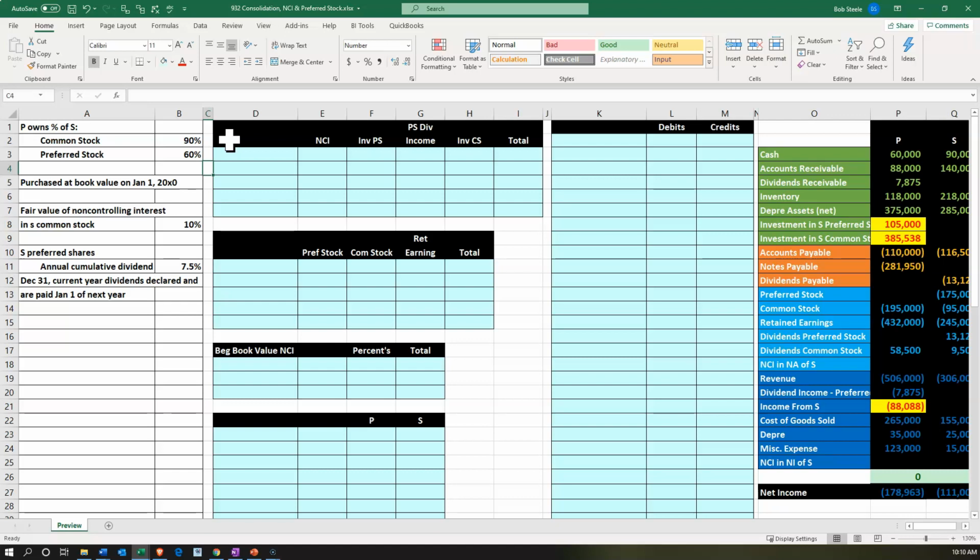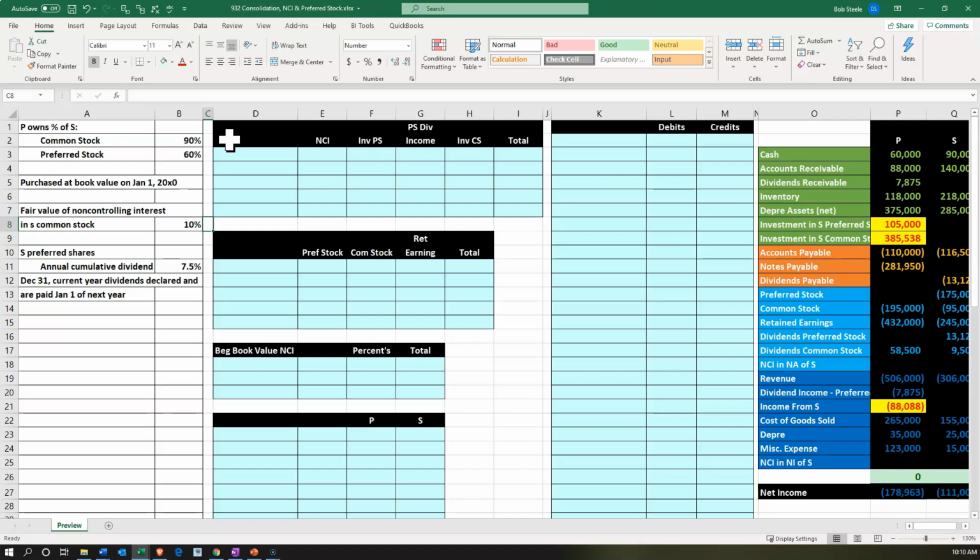So the purchase was at book value on January 1st X0. So that means it was purchased at book value. We don't have that differential we'll have to deal with. So that's going to be nice. The fair value of the non-controlling interest in S common stock is 10%. So that's the 90-10. S preferred shares have annual cumulative dividends of 7.5%.